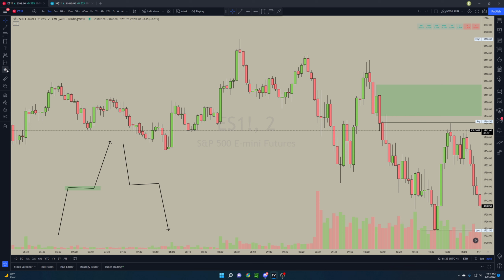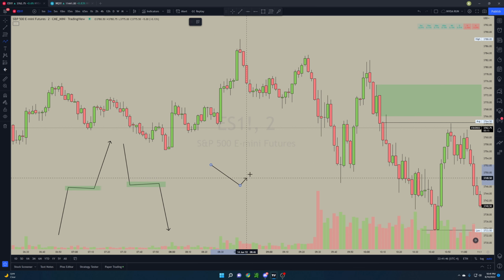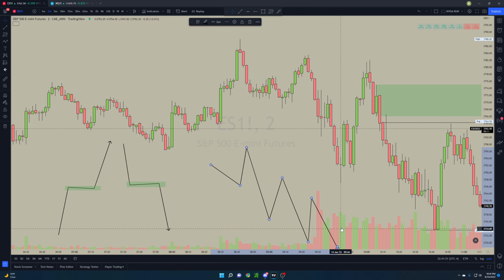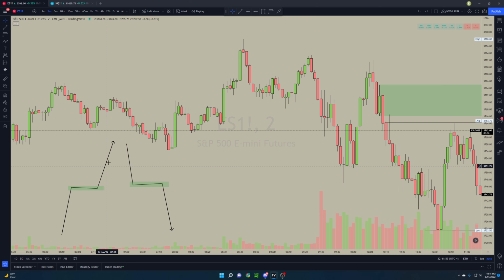So this is a pullback. Can it consolidate, or is the pullback also considered a consolidation? Yeah, 9 times out of 10 the pullback is the consolidation, unless you're looking at a trend like this, and then there's not really much you can do with that. But this setup that I just showed, this would be perfect. This is what you're looking for.